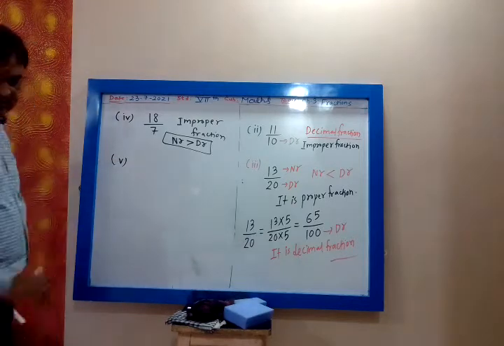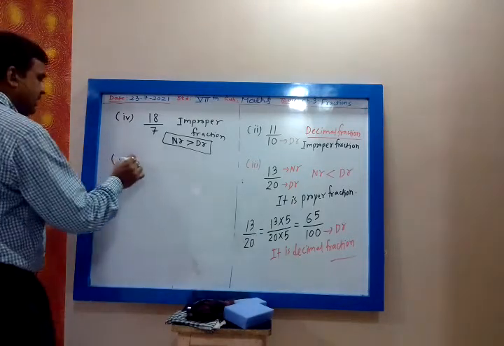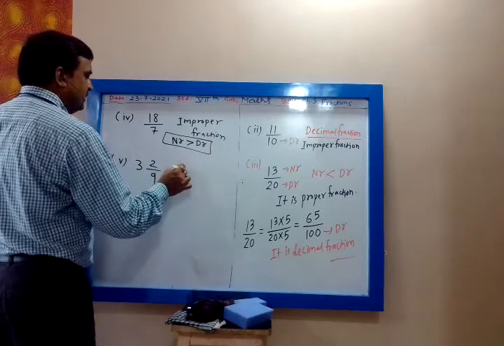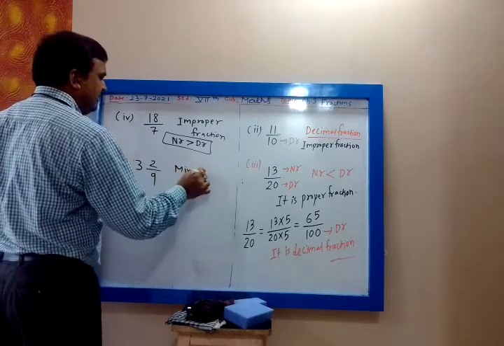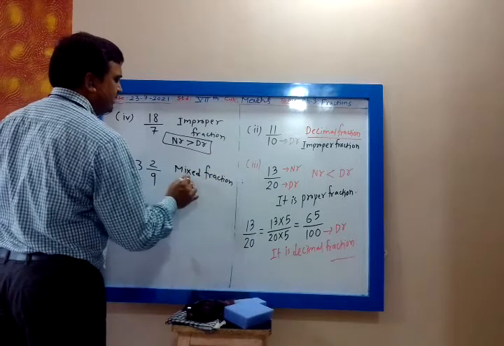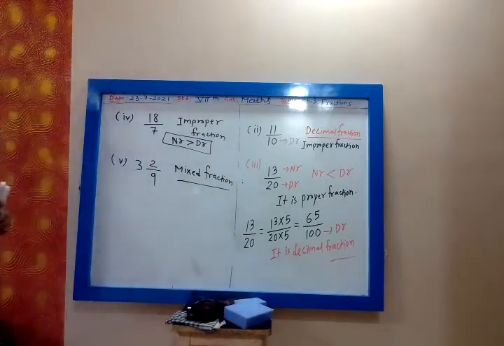Now the fifth one: 3 is to 2 by 9. This is a mixed fraction. We write it as a mixed fraction.